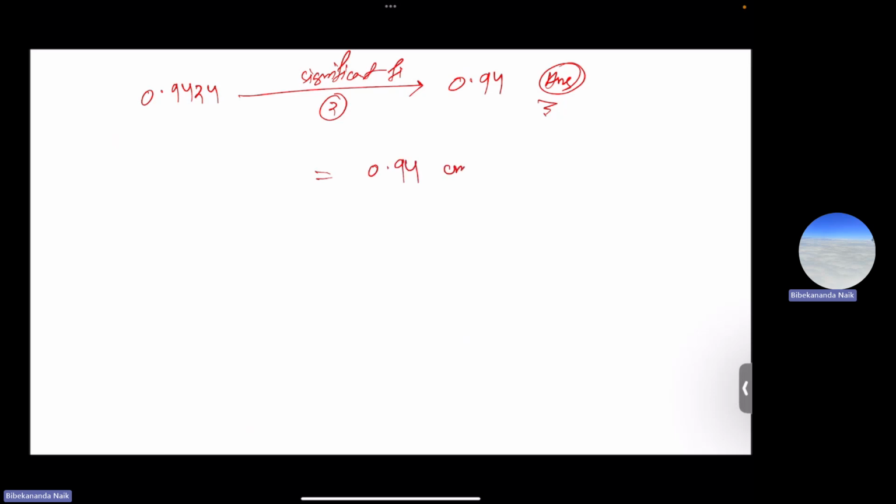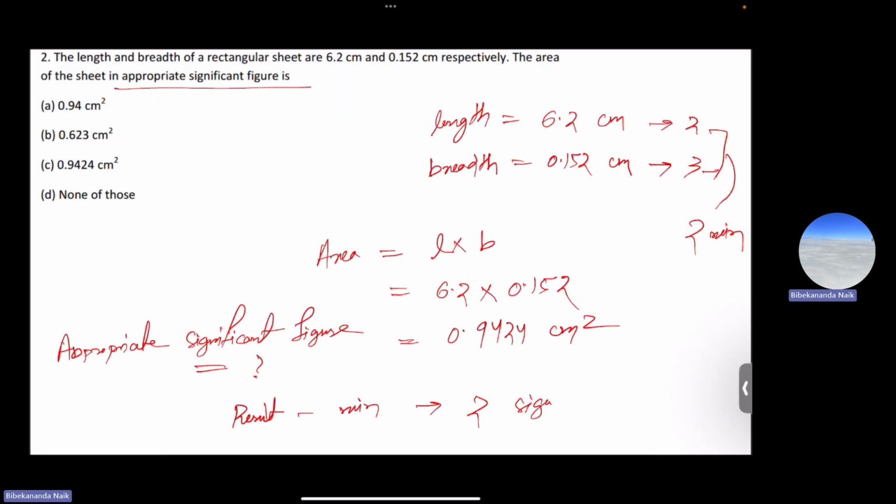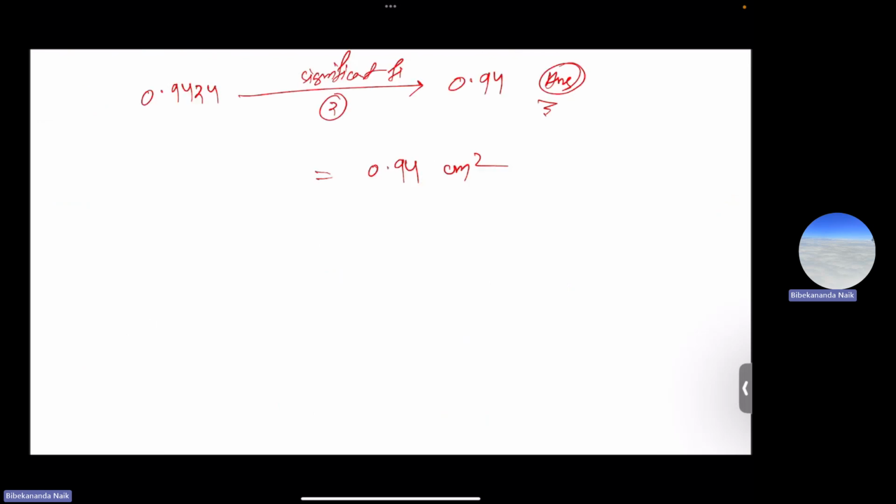So 0.9424, when we reduce it to 2 significant figures, will be 0.94. So the correct answer is 0.94 centimeter square. So option A is the correct option. Now question 3.